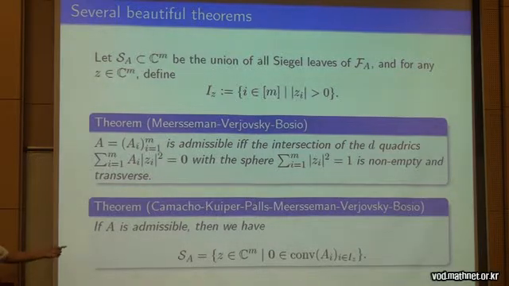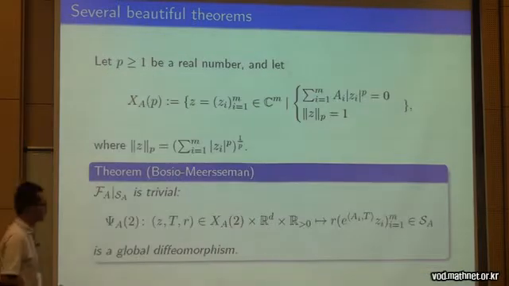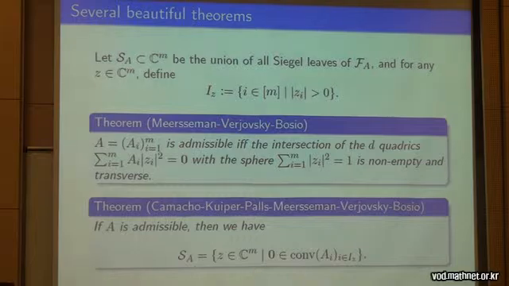And another one is the characterization of the Siegel leaves. Surprisingly, it coincides with the complement of the coordinate subspace arrangement just introduced by Yuri. That means if the non-zero entries of Z, we take it as I_Z, then a point is in a Siegel leaf, the orbit of the point is a Siegel leaf, if and only if the origin is in the convex hull of the vectors indexed by those indices from I_Z.